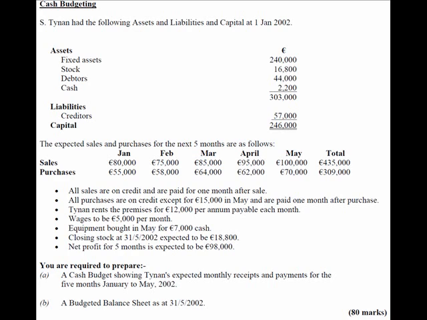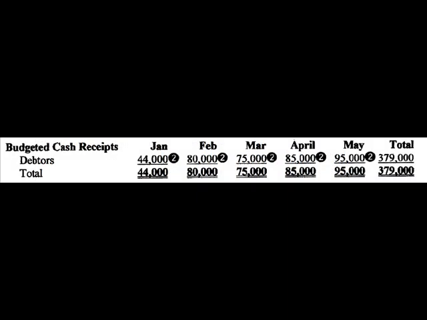They could also ask you to do the final accounts, but in this case they've told you instead that the net profit for the period is 98,000. Let's look now at their budgeted cash receipts for the 5-month period.